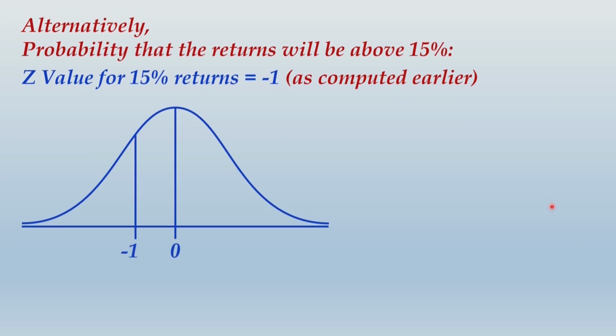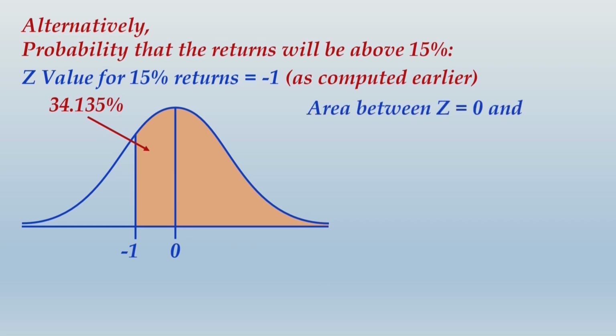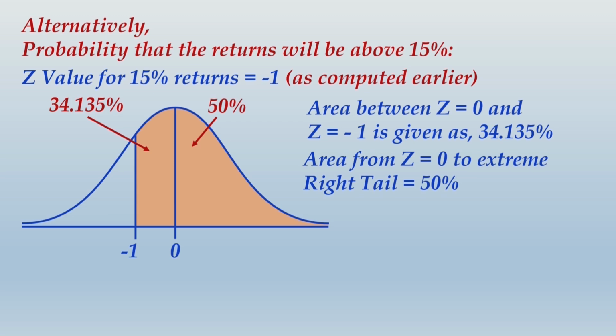This is -1, right? So basically anything which is above 15% is acceptable, and for 15% the Z value is -1. Above 15% means area to the right side. Area to the right side means this particular area, where the area of this strip is 34.135%, and we can conclude that 34.135% is the area between Z equal to 0 and Z equal to -1, but we want this entire area. Now we know one more thing, that the area from 0 to the extreme right tail will be 50%.